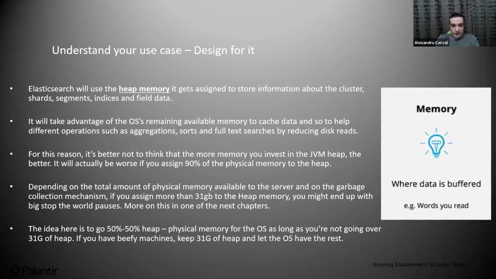Depending on the total amount of physical memory available to the server and the garbage collection mechanism, if you assign more than 31 gig of heap and you are using CMS, we'll talk about this a bit later, you might end up with big stop-the-world pauses. So if you are using CMS, it's advisable to remain under 31 gig of heap. And if you can, give 50-50 of the physical memory to heap and to the OS, as long as you're not going over the 31 gig of heap. If you are using beefy machines, just give 31 gig to the heap and leave the rest to the OS, if you are not co-locating, obviously.